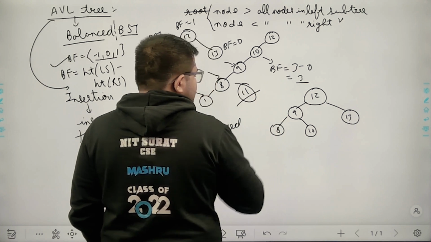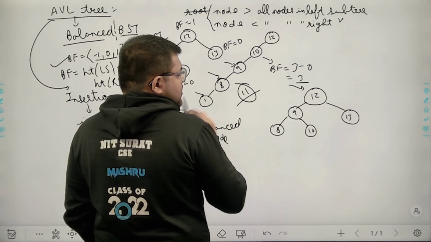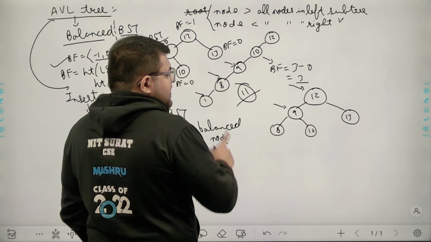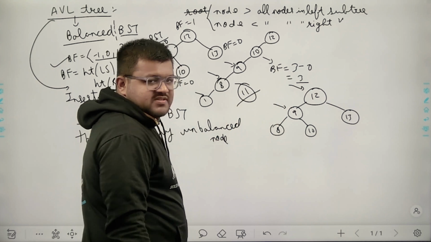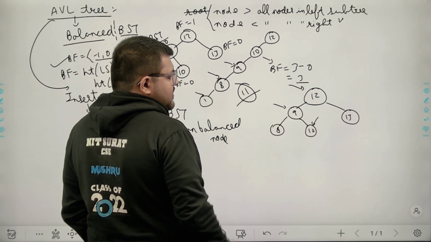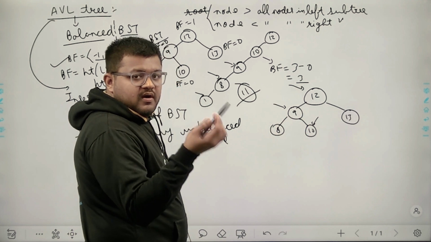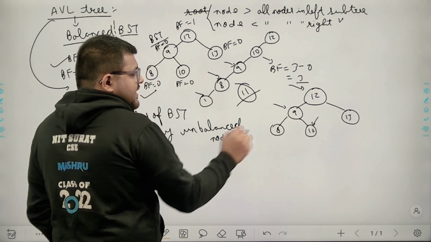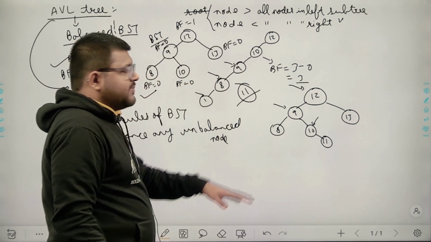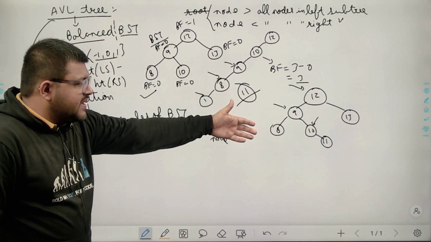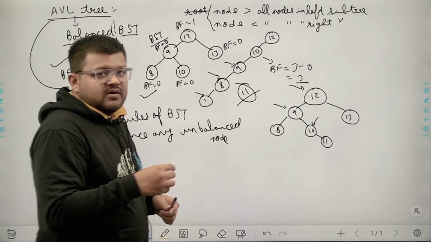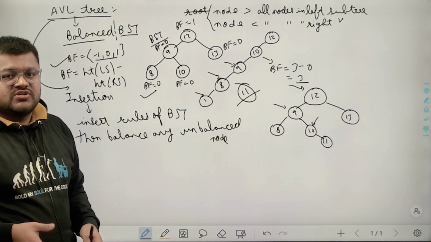Let's say I want to insert 11. Now 11 is less than 12, so it will be in the left subtree of 12. So I'll come here. Now I'll compare 9 and 11. 11 is greater than 9, so it will be in the right subtree of 9. So I'll come here. Now 11 is greater than 10, so 11 will be in the right subtree of 10. There is no right subtree, so I'll insert 11 here. Is it a binary search tree? Yes. Is it a balanced binary search tree? We need to check.